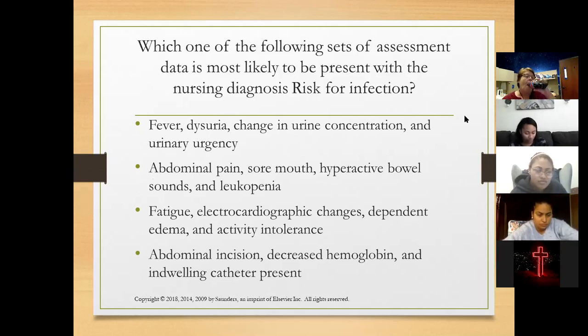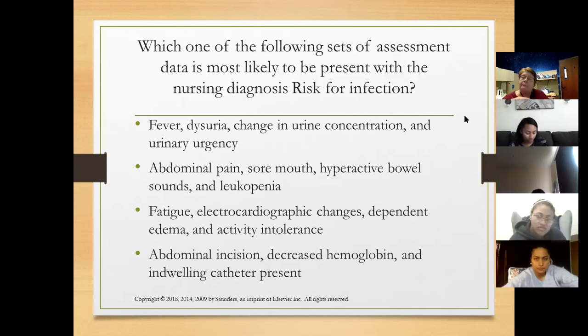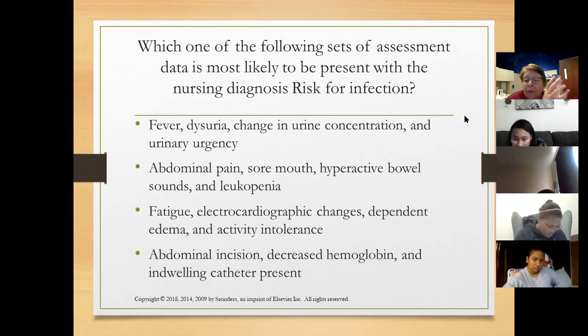Fever. The last one, abdominal incision, decreased hemoglobin, and indwelling catheter. Right. Okay, why is it not one? Why is it not the first one? And do they have a risk for infection? No, they actually have the infection, right? That is a urinary infection. But we learned last week that anybody who has an incision, anybody who has a catheter, anybody who has low blood counts is at risk for an infection, right? Yes. So that's why that's the appropriate nursing diagnosis.